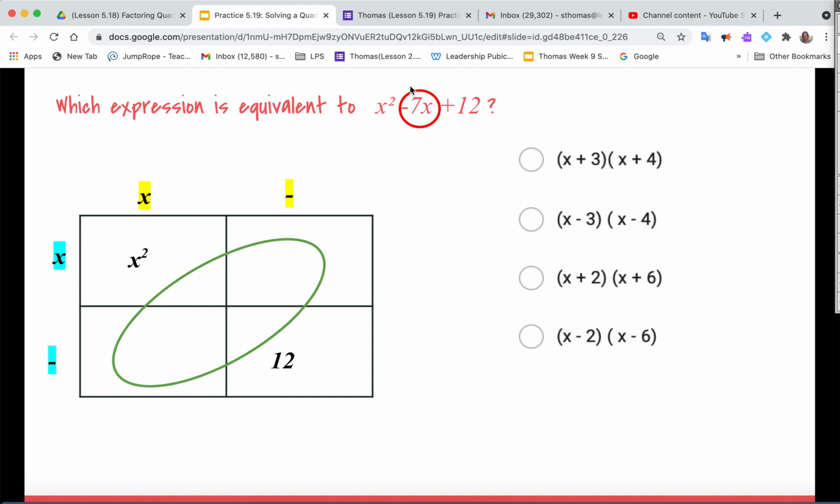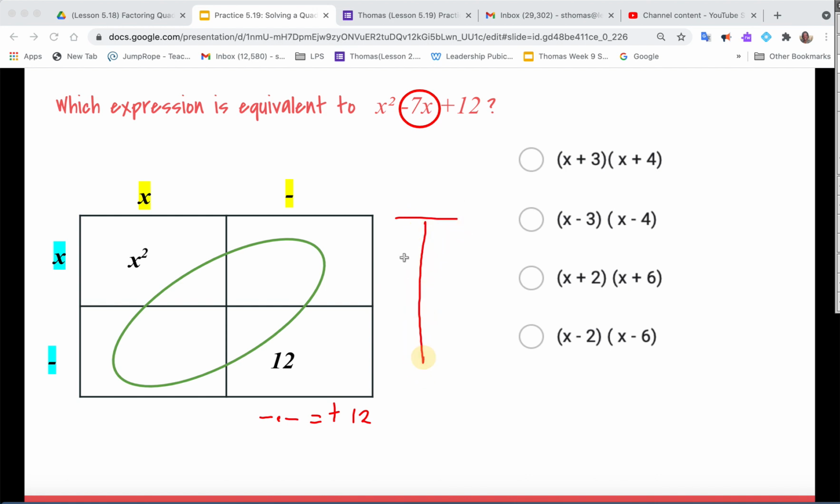We know that the b term is the sum of these two terms here, which would give us a negative 7. Plus, we also know that this is a positive 12. So for the b term to be negative 7 and this to be a positive 12, one thing we understand from here is that we're multiplying a negative times a negative to produce a positive 12. So what are the factors of a positive 12 that gives us a negative sum?